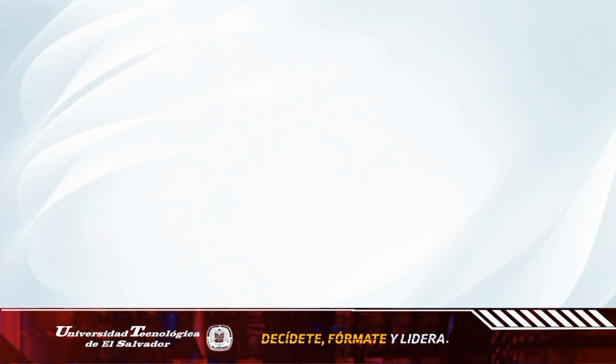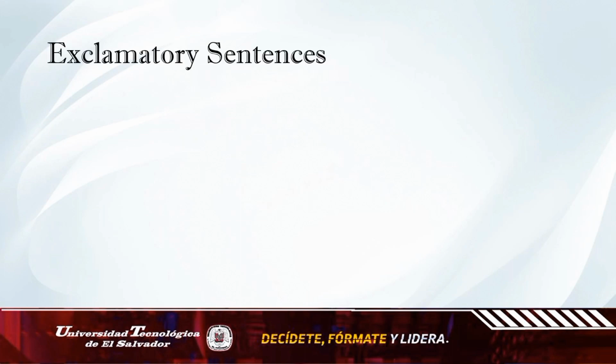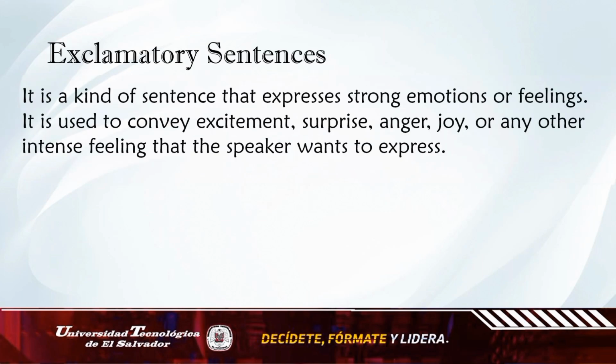The next type of sentence is exclamatory sentences. An exclamatory sentence is a kind of sentence that expresses strong emotions or feelings. It is used to convey excitement, surprise, anger, joy, or any other intense feeling that the speaker wants to express. Exclamatory sentences are usually punctuated with an exclamation mark to indicate the strong emotion or feeling being expressed. Exclamatory sentences can be used to express a wide range of emotions and feelings.